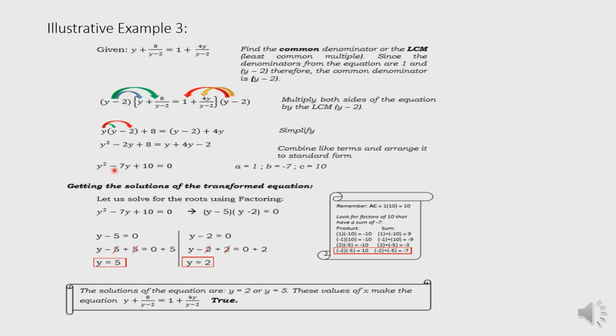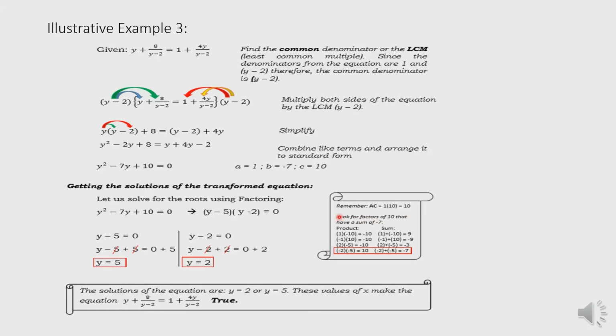It's y squared minus 7y plus 10 equals 0, where a is 1, b is negative 7, and c is 10. And then to get the solutions of the transformed equation, you have to use factoring because it's easy for us to factor these quadratic equations. Then equate each factor to 0, and you get y is equal to 5 and y is equal to 2.